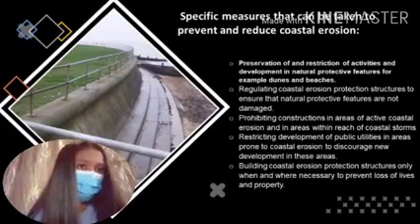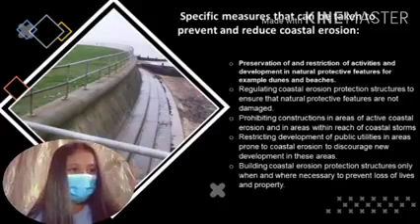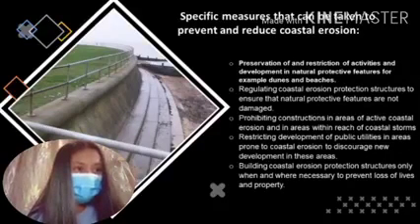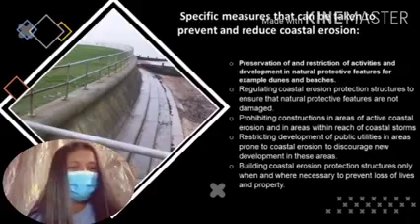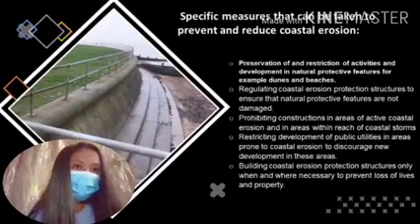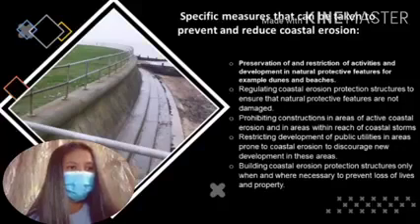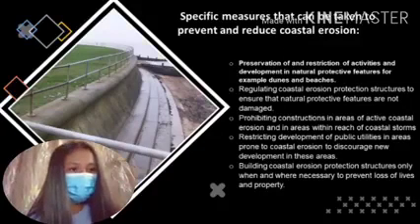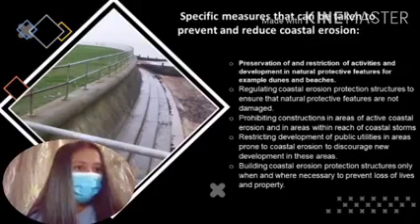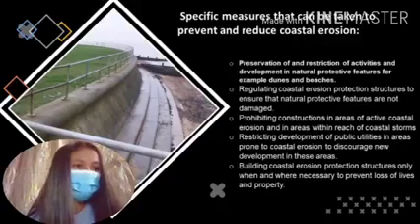Bullet number 4. Restricting development of public utilities in areas prone to coastal erosion to discourage new development in these areas. Bullet number 5. Building coastal erosion protection structures only when and where necessary to prevent loss of lives and property.